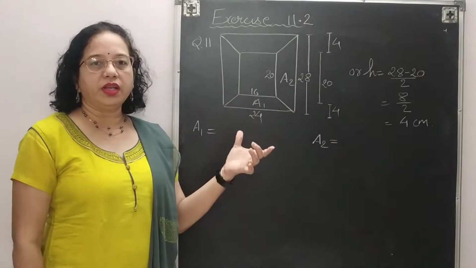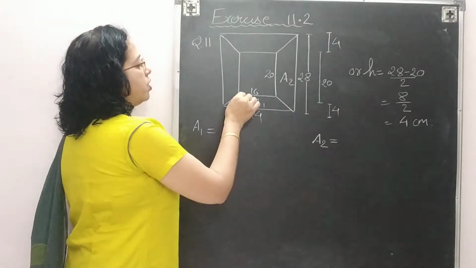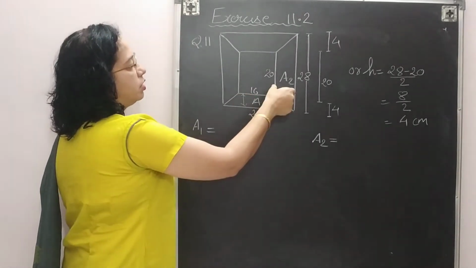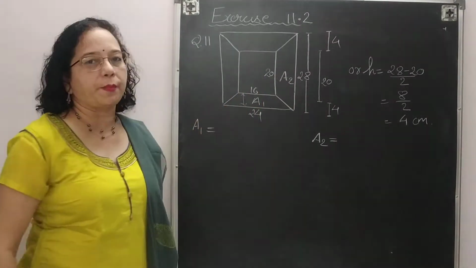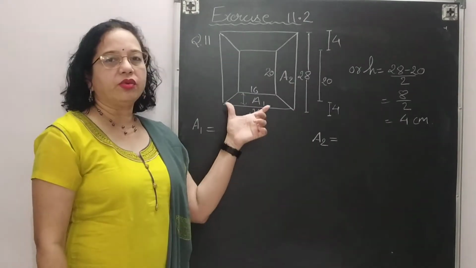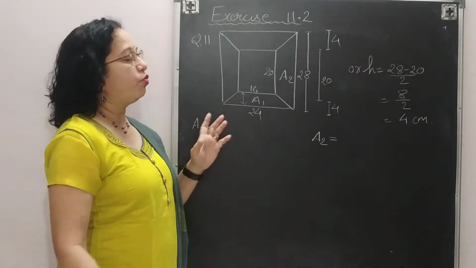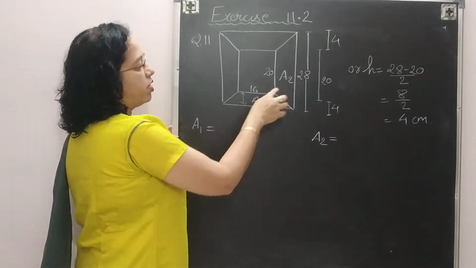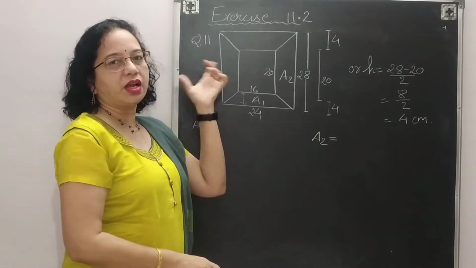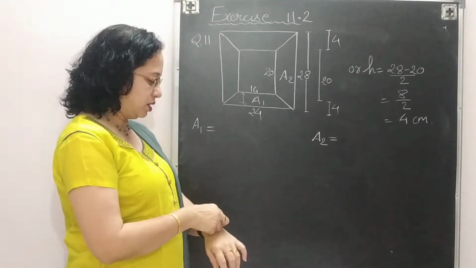One figure is already given in the textbook, with dimensions, and the width is the same on all four sides. This width, this and this, is the same. Inner and outer dimensions are given, which I have already written with the figure. We need to find the area of each part. Suppose this one is A1 and this is A2. This area and this area will be the same, and this area and this area will be the same. So our work is to find two areas, A1 and A2.